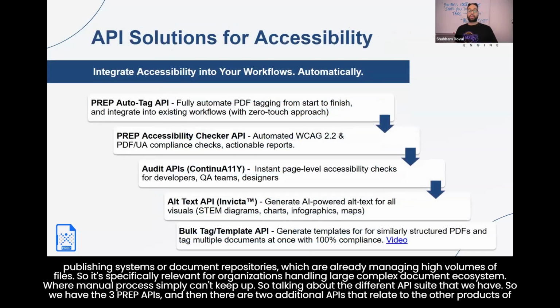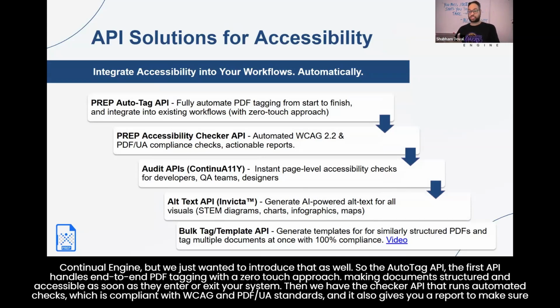So, talking about the different API suite that we have. We have the three prep APIs, and then there are two additional APIs that relate to the other products of Continual Engine, but we just wanted to introduce those as well. The auto tag API, the first API, handles end-to-end PDF tagging with a zero-touch approach, making documents structured and accessible as soon as they enter or exit your system.